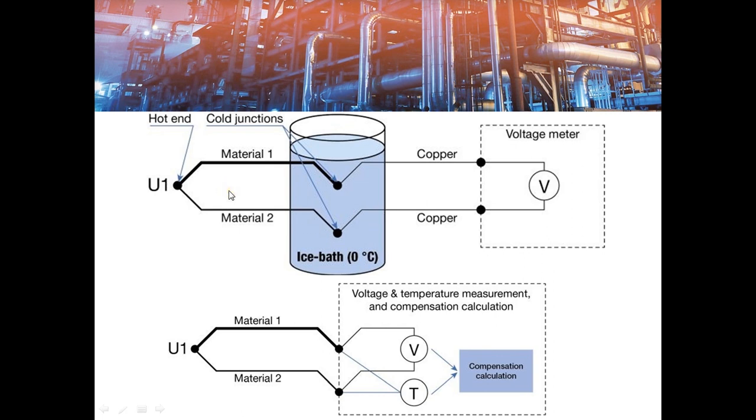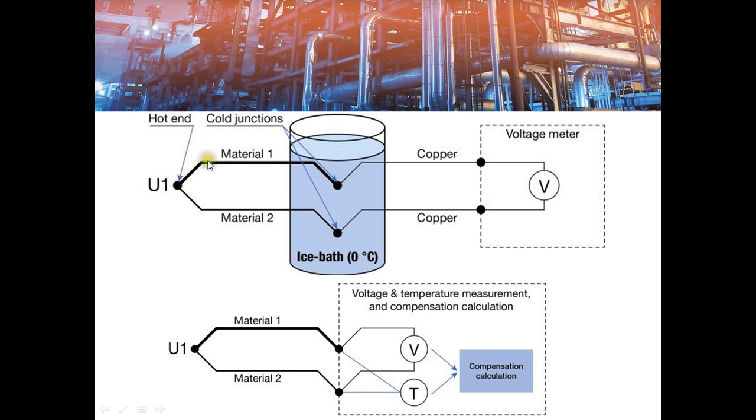So here you can see the operation of the thermocouple. A thermocouple is formed by joining two dissimilar metals, here material 1 and material 2, and by joining these different materials, two junctions are formed. One is known as the hot junction, another is known as the cold junction. And the output of the thermocouple is the EMF that is proportional to the temperature difference between the hot junction and the cold junction.